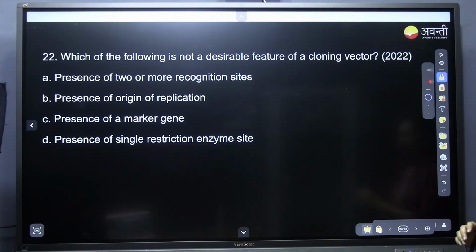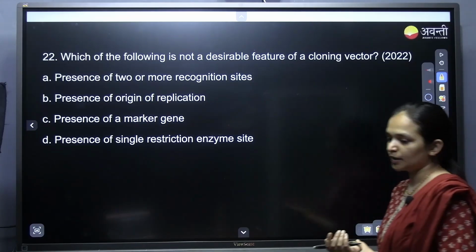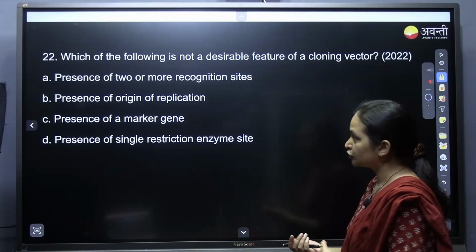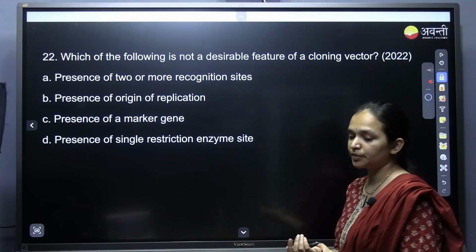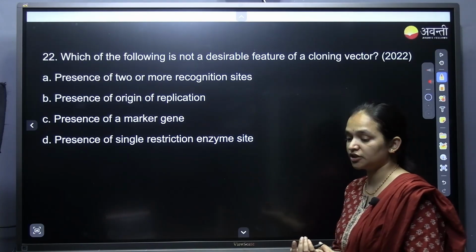Which of the following is not a desirable feature of a cloning vector? Not a desirable feature. Presence of two or more recognition sites. Yes. What happens when there is a presence of two or more recognition sites? Tell me.